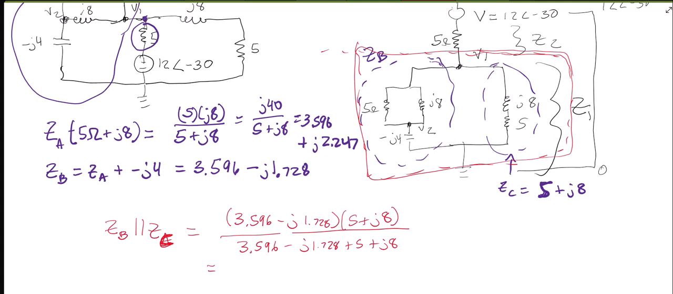I have written down that I got this to be 3.542 minus j0.2483. Why don't y'all check that and see? That's what you got? Okay, good. So that's the impedance of the whole bottom part.